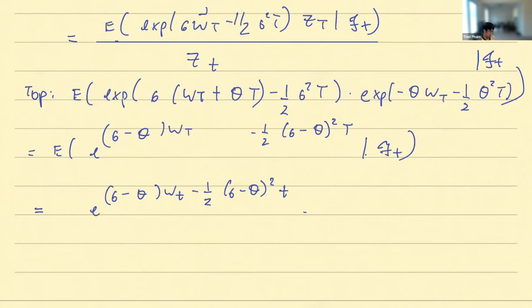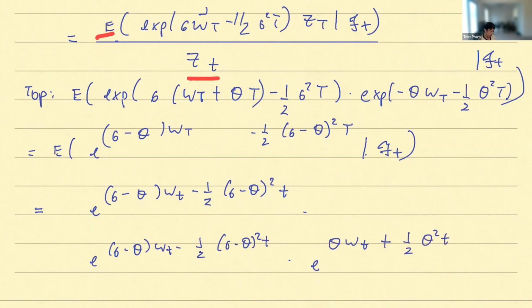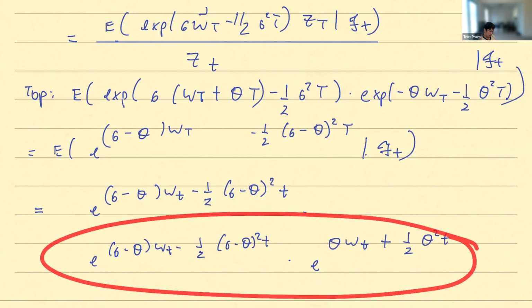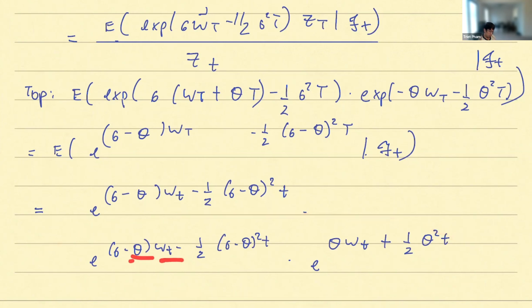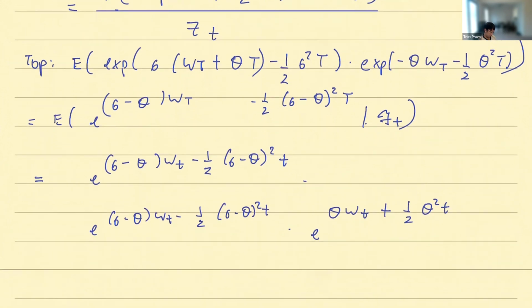Oh, shoot, I'm out of time. Let me finish this real quick. So basically what we have is, continuing, we got this, divided by ZT, which is multiplied by E to the theta WT plus 1/2 theta squared times T, that's divided by ZT. So the top is this. And you see, this one beautifully cancels out. So I'll get E to the sigma WT.